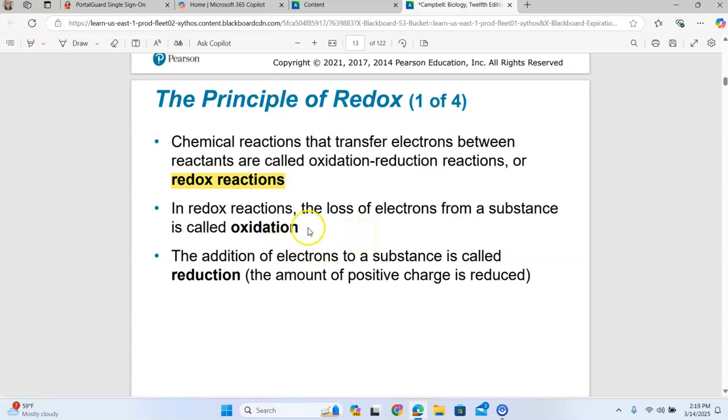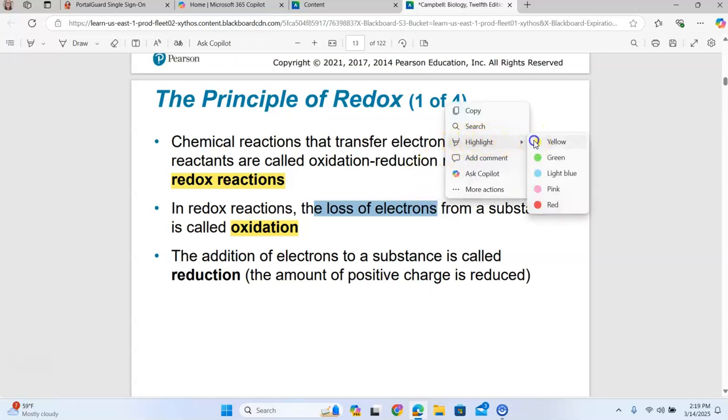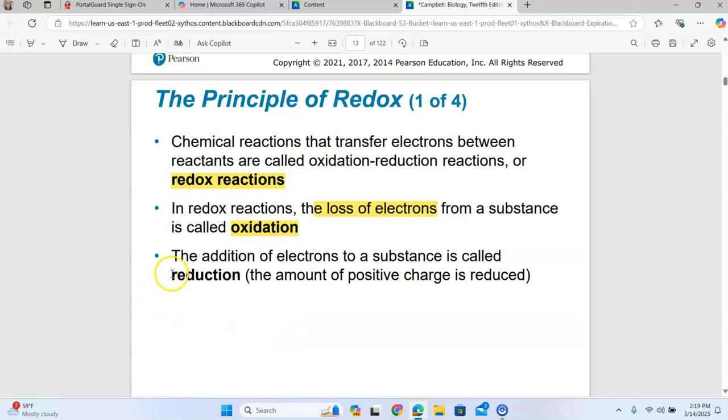But anyway, oxidation is loss. That's what OIL stands for. Oxidation is loss of electrons. Oxidation in chemistry means the loss of electrons. And then reduction is gain. Reduction, that sounds weird, I know, but RIG, reduction is gain. So reduction is the addition of electrons, or the gain of electrons. That's what those terms mean.